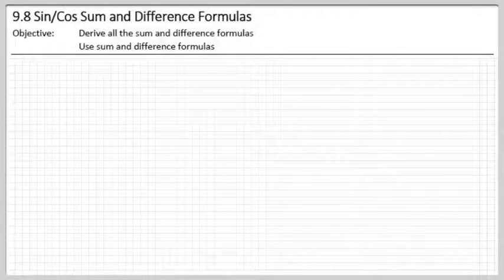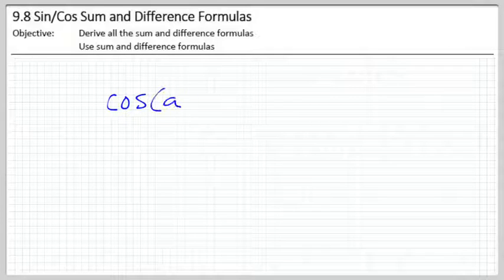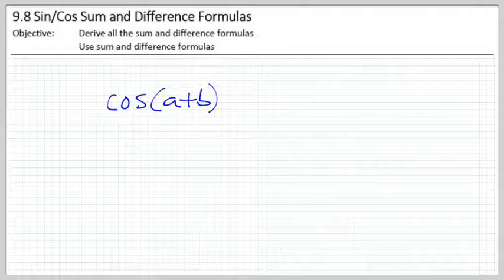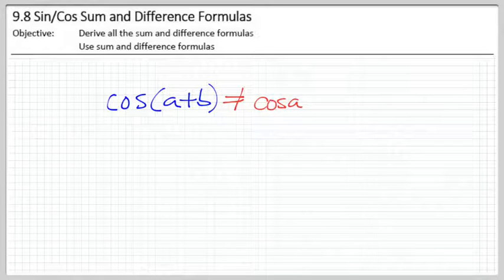Hello class, in this lesson we're going to be looking at the sum and difference formulas for sine and cosine, actually and tangent as well. If I have cosine of A plus B, what is this? Well, it's certainly not this. It is not the cosine of A plus the cosine of B.